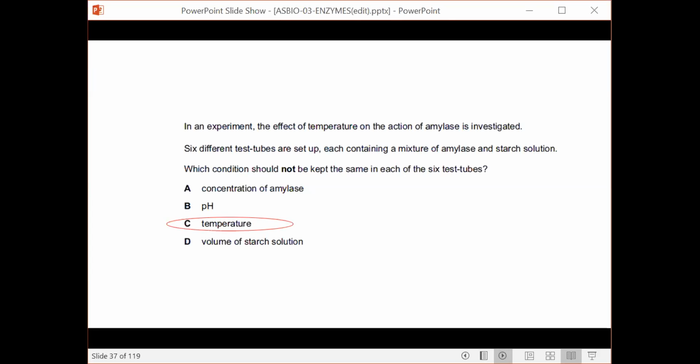Because we are talking about temperatures, obviously the temperature. We have to keep... We cannot keep the temperature constant.